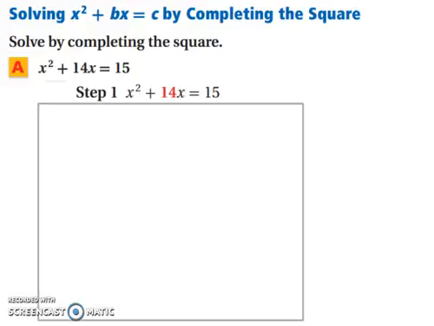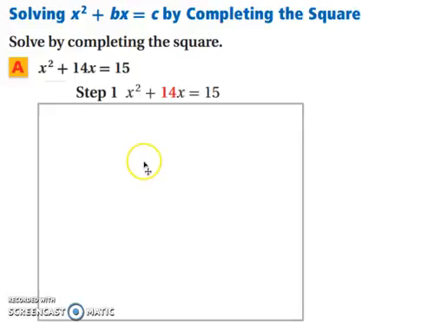So we're going to solve by completing the square. We have x squared plus 14x equals 15. Notice how at this point the c value is already on the other side. We don't have to force it to do so. So step 1 is all set.